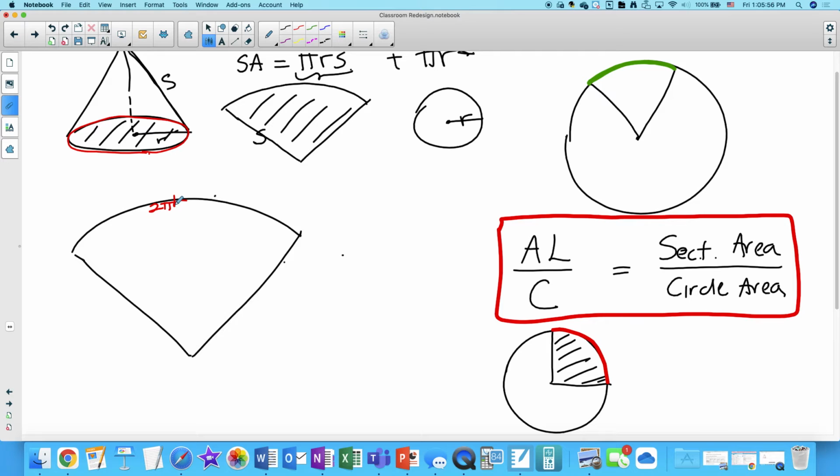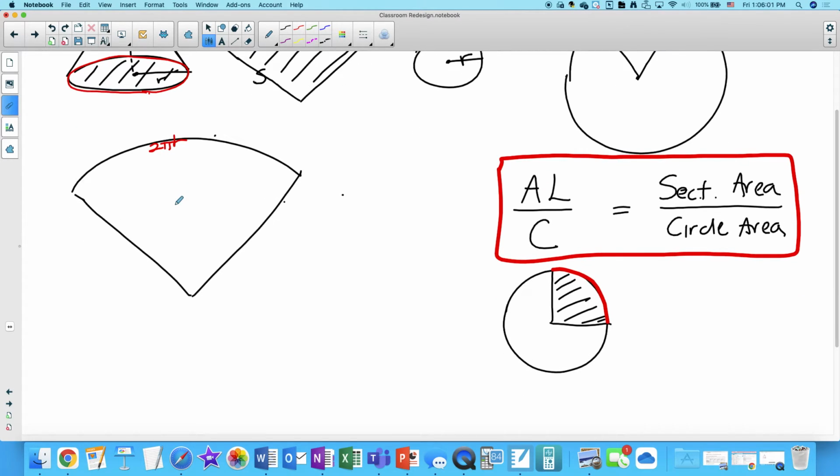Okay, if we fill in the whole circle, I'm going to just scroll down a little bit. If we fill in the whole circle, then the radius of the circle is actually the slant height of the cone. Okay, so the circumference of this circle is 2 pi s. Now, what we want to know is this area. We want to know that. So I'm going to label that x.